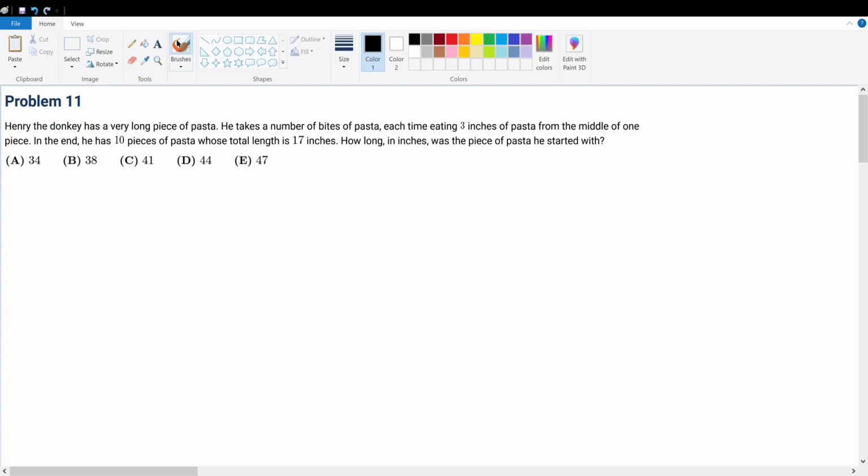Problem 11. Henry the donkey has a very long piece of pasta. He takes a number of bites of pasta each time, eating 3 inches of pasta from the middle of one piece. In the end, he has 10 pieces of pasta whose total length is 17. How long in inches was the piece of pasta he started with?